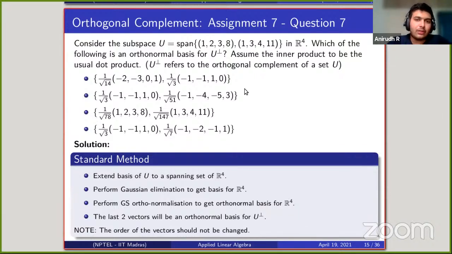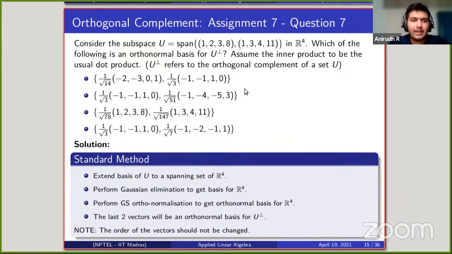So the standard method for solving such questions would be to basically take the basis of U, and then we expand it into a spanning set for R4 by basically adding a basis for R4. For example, if you have basis of U as 1, 2, 3, 8 and 1, 3, 4, 11, we could just add the standard basis of R4 to form a spanning set for R4, and then we could perform the Gaussian elimination to get a basis of R4, and then we perform the Gram-Schmidt orthonormalization to get an orthonormal basis for R4.